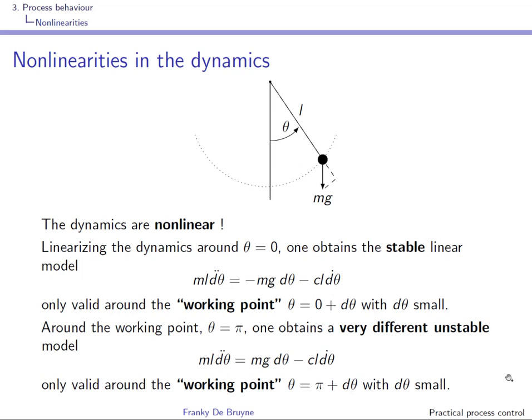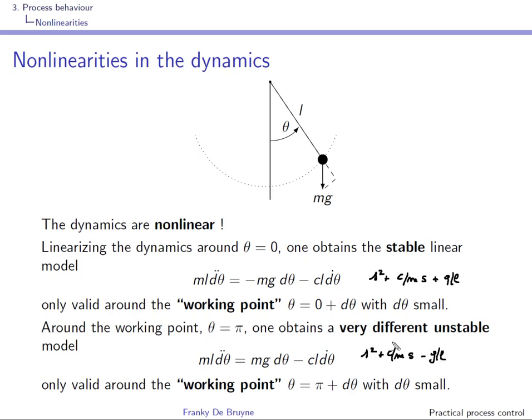If you take those two linear differential equations and you go to the Laplace domain and you write the transfer function, you will see that in this case at the denominator you will have s squared plus c over m s plus G over L, right? And here you'll have something similar, but with a change of a sign over here, right?